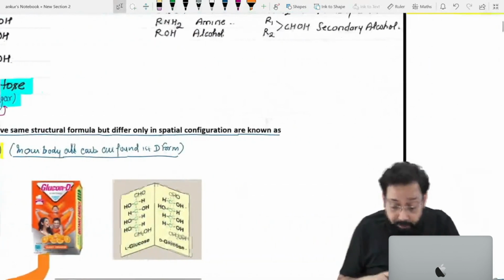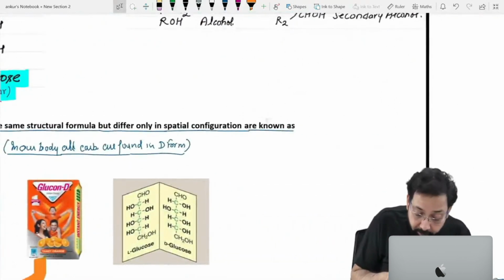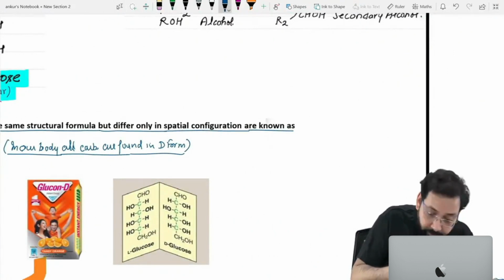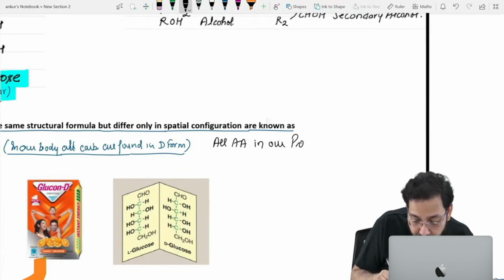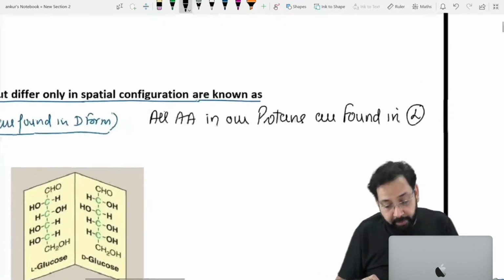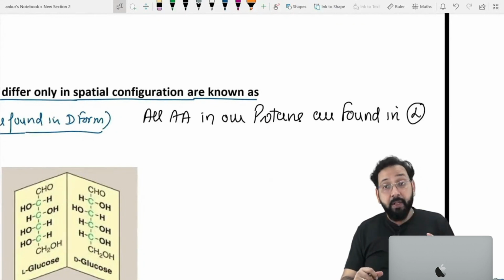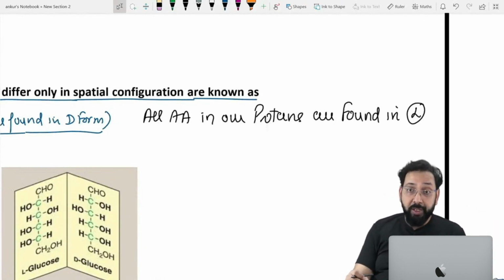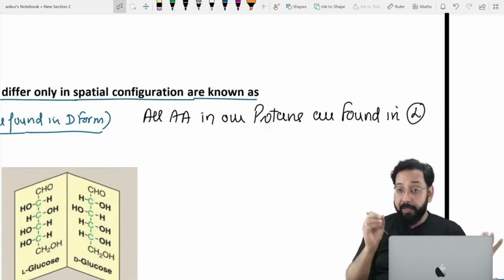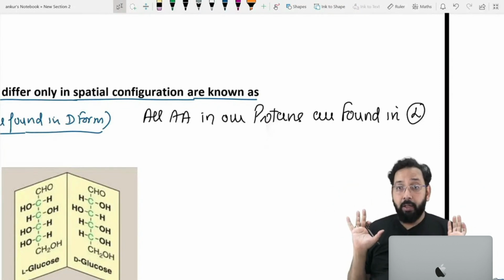Yes, and we will write here, all amino acids in our proteins are found in capital L form. The purpose of Glucon D was to make you remember: Glucon D, carbohydrate in D, amino acid in capital L. Clear?